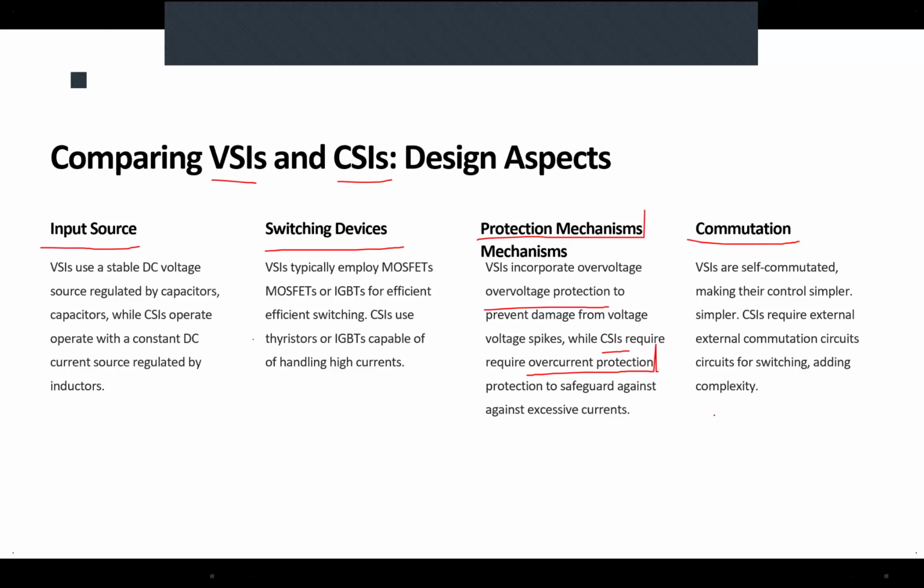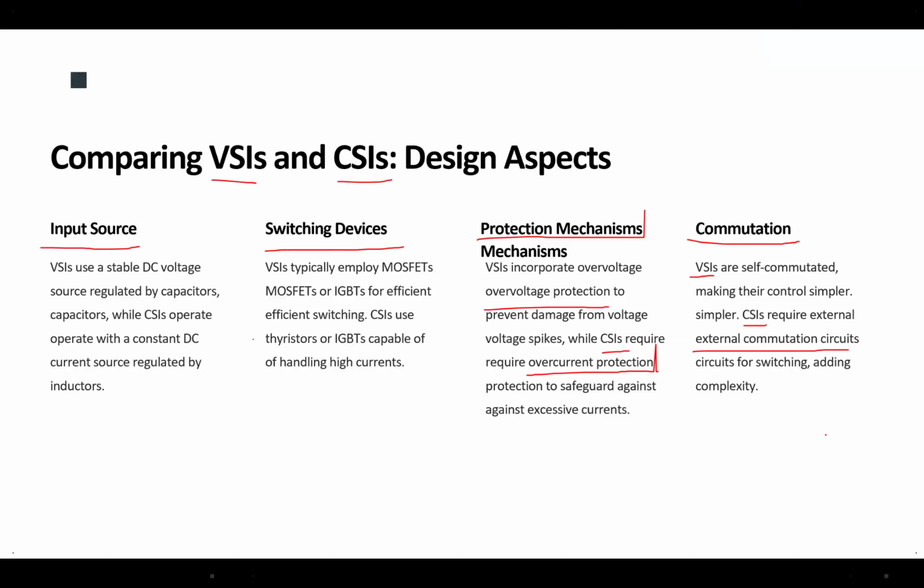Okay, now another difference is commutation. I mentioned that already. Because CSIs normally use thyristor type switches, they need an external commutation circuit so you can turn off the switches. In voltage source, you use MOSFETs and IGBTs. The turn on and off is simply by sending a signal to the gate. If you turn off the signal or reverse the signal to the gate, the MOSFET and IGBT would turn off.